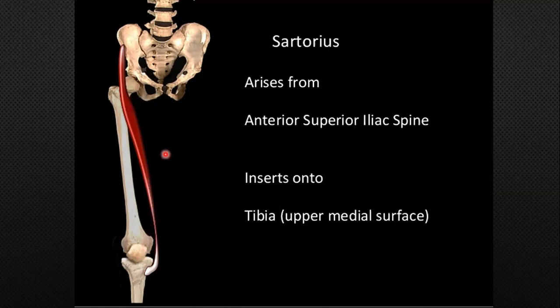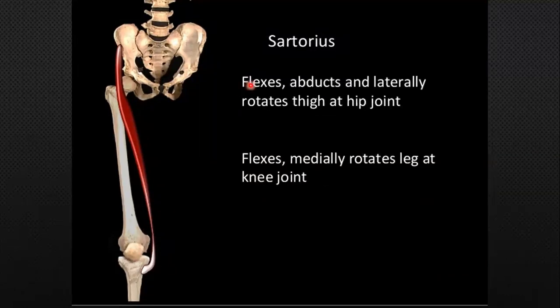It is tricky because, number one, it will act upon two joints, and number two, its origin is from the lateral aspect of the body while it is inserted upon the medial aspect of the body, okay? So it will have two different sorts of action across these two joints. At the hip joint, it will cause flexion, abduction, and lateral rotation of the thigh. It will flex the thigh, it will abduct the thigh, and it will rotate the thigh in an outward or lateral direction.